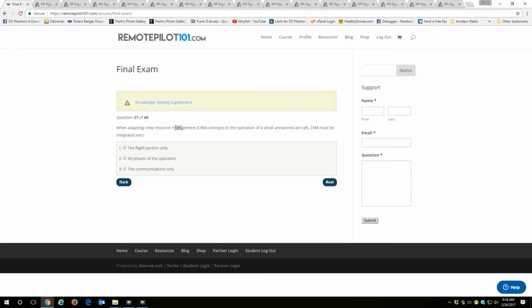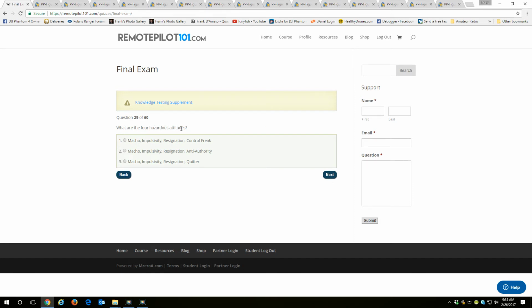When adapting crew resource management concepts, CRM must be integrated into all phases of the operation. Safety, incident. Remote pilot, consider operating the aircraft system. Try to find a link in the accident chain. Risk management.